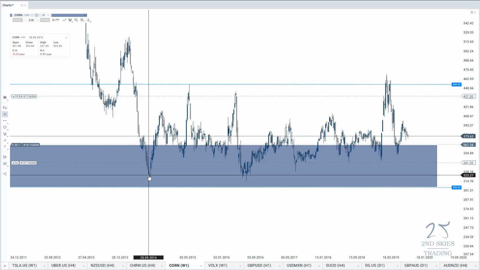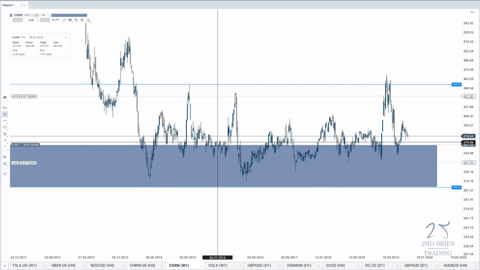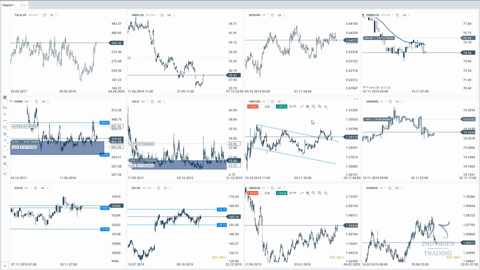Does that make sense? Does this help you understand zones a little bit more and how to trade these large zones of support and resistance? Okay, great. Okay, so let's look at the third tip and strategy for finding the best trade setups.